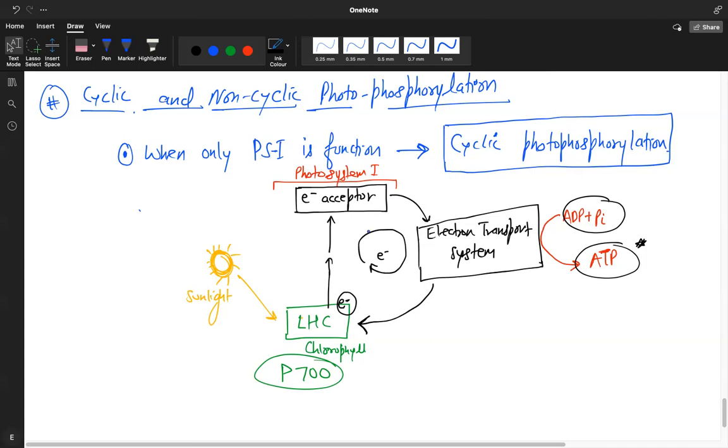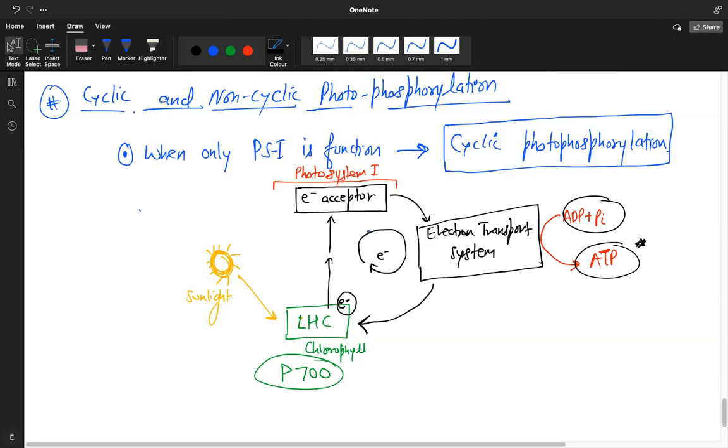So which system, cyclic or non-cyclic, needs more water? Non-cyclic. Need more water. Yes, non-cyclic needs more water. Sorry, my mistake. So if I go to a desert and I look at plants, what kind of plants will I find more? The plants doing cyclic photophosphorylation or non-cyclic photophosphorylation?